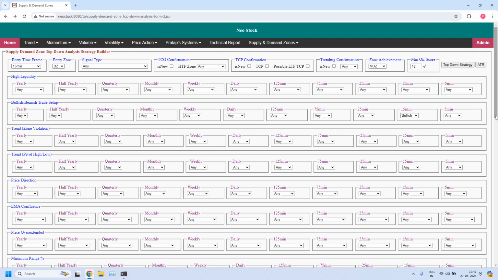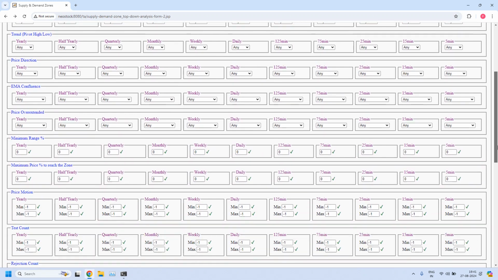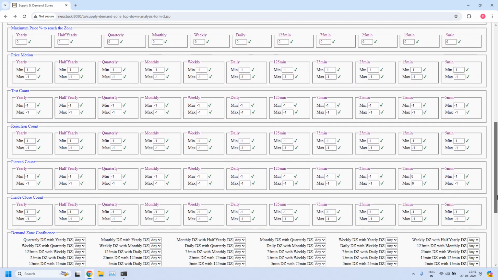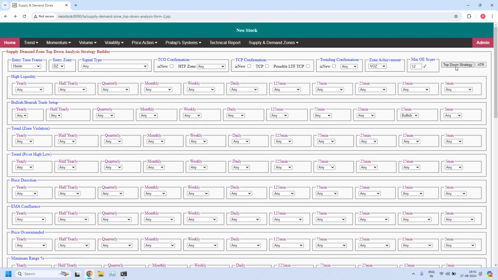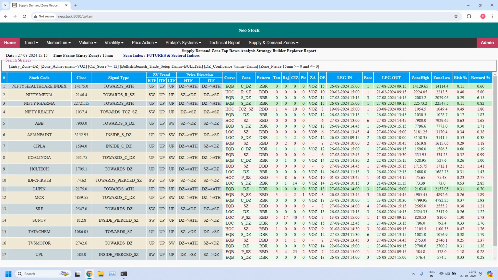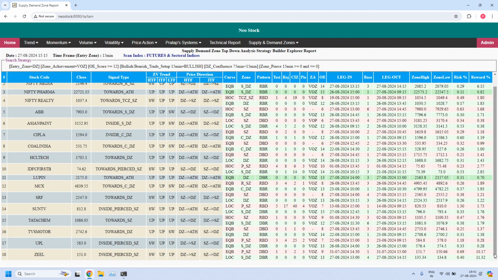So I'm going back. I'm checking 15 minutes demand zone with 75 minutes demand zone confluence. So this is the one. I am enabling this option. Now with this filter, let us filter. Now from 19, the list is further reduced to, let me scroll the list down, 18. That means out of 19, 18 stocks are having 15 minute zone with 75 minute zone confluence.